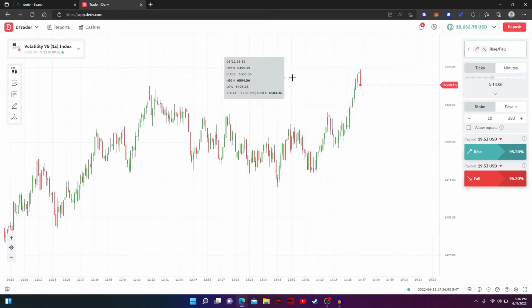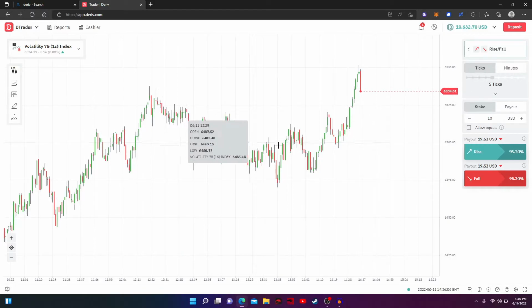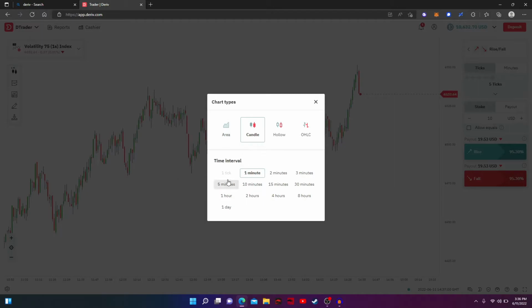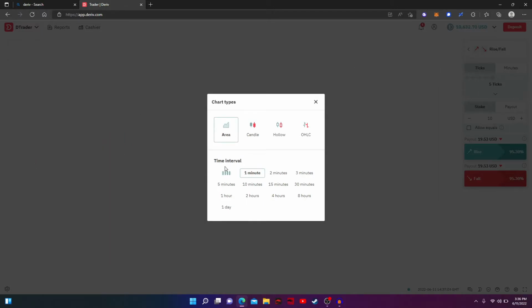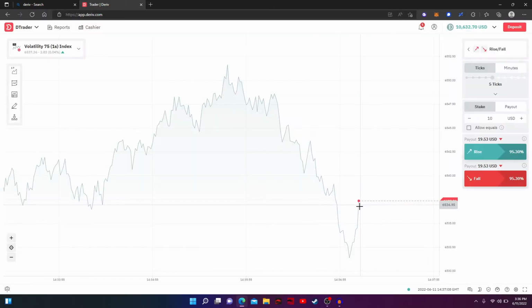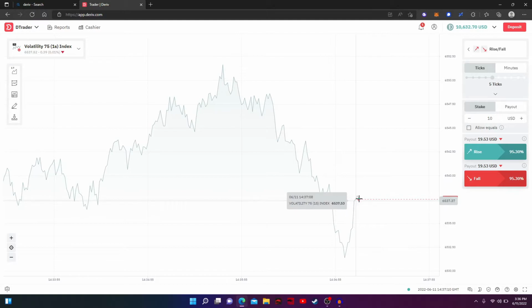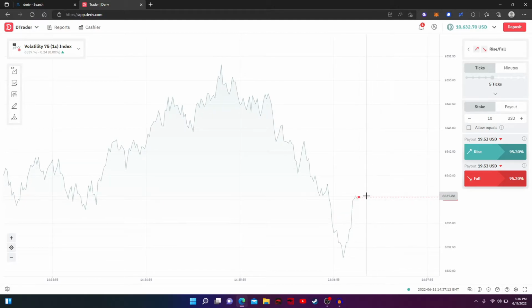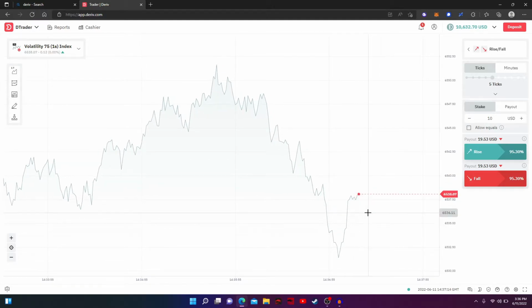So that is that. Now you have the ticks and the minute. What do the ticks mean? The ticks are for people who want to trade ticks. If you go back here right now to your chart types, you can see tick right here. If you click on area, I can click on ticks. The only way you can see the ticks chart is if you use area. The ticks mean 5 seconds, or each second, 1 tick, 2, 3, 4, 5.